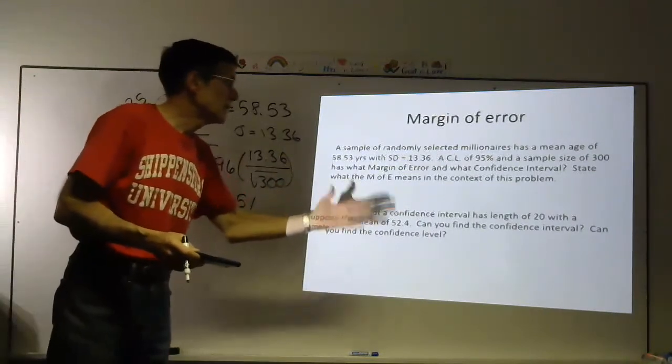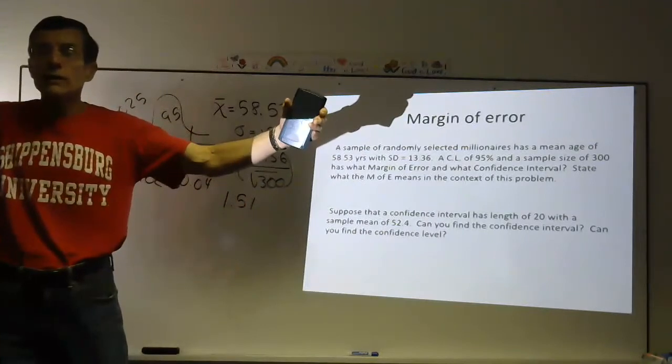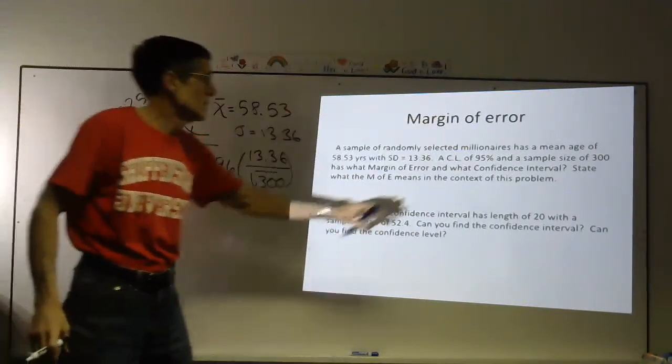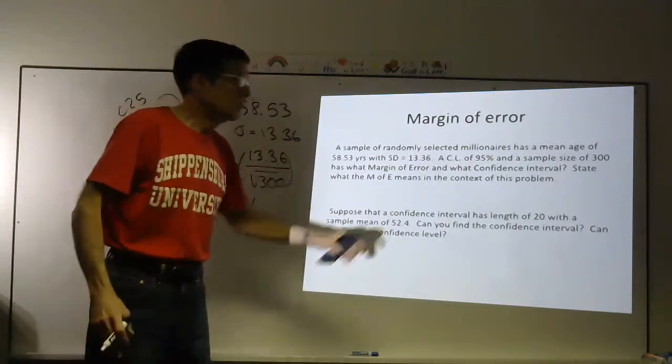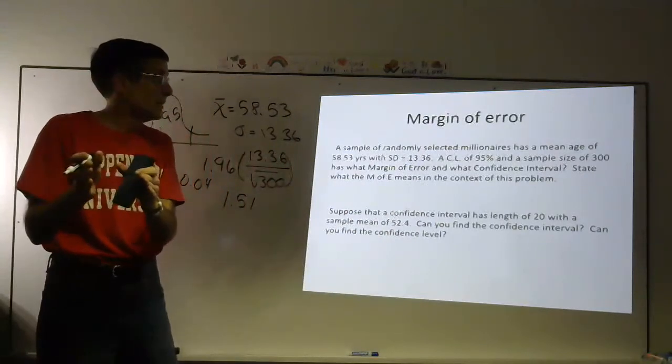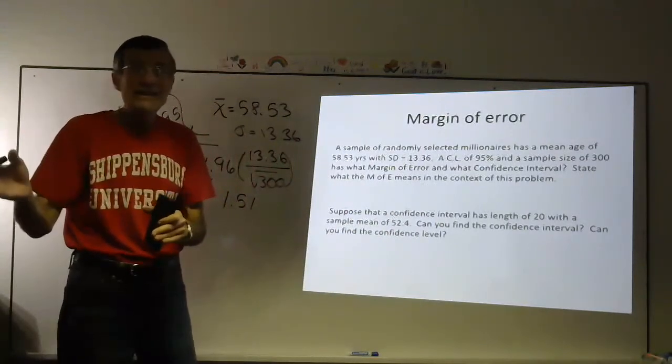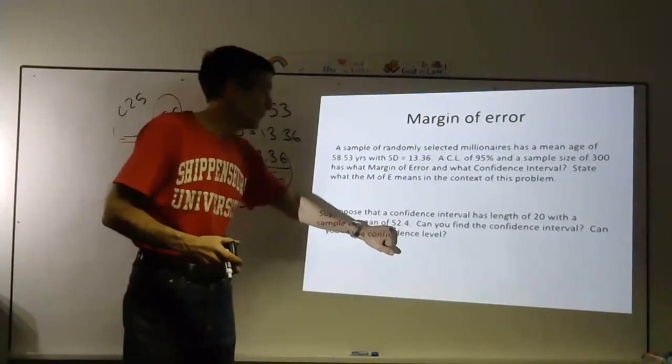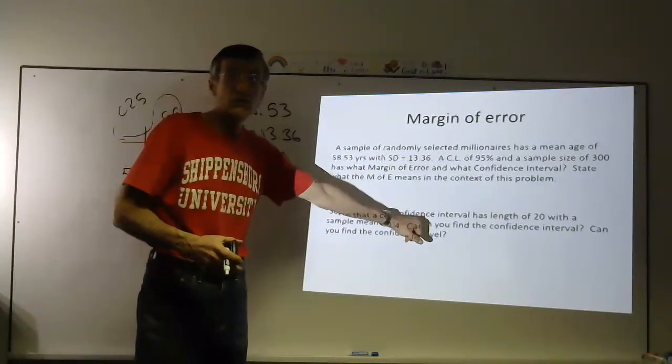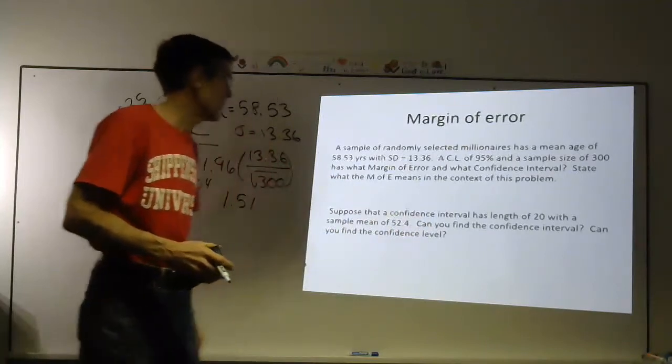Okay, suppose that a confidence interval has length of 20 with a sample mean of 52.4. Can you find a confidence interval if its total length from start to finish is 20? 52.4 is dead in the middle. So don't we have to add 10 and subtract 10? 42.4 to 62.4, adding 10 and subtracting.